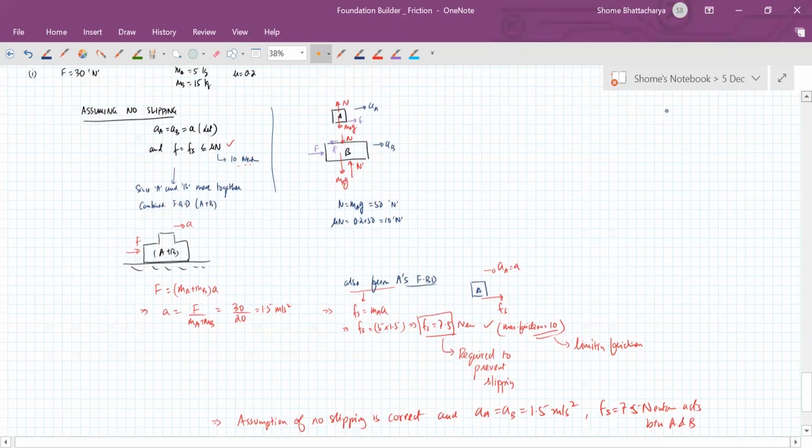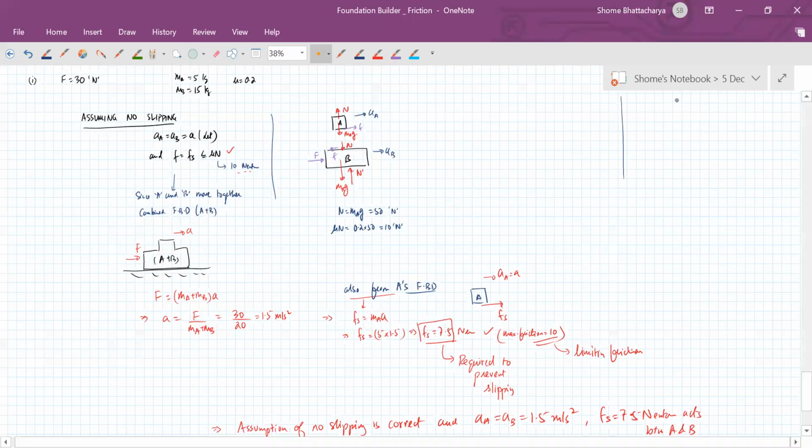Okay, second case, everything else is the same, but increase the force to 50 newtons, and see now what is happening in this case. You apply the same method.